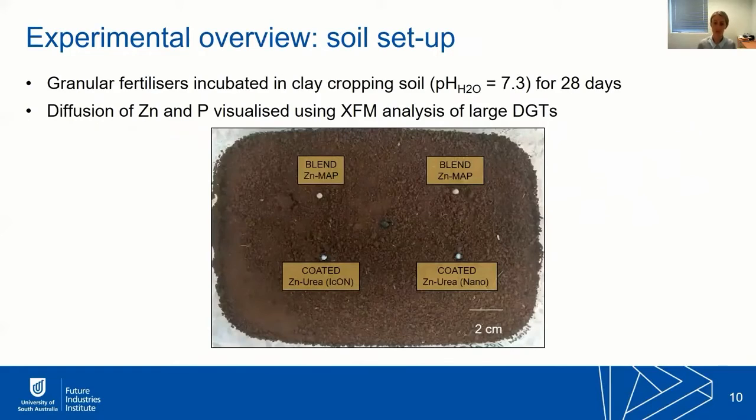Just presenting some results from our experiments with these large polyurethane DGTs. We conducted a small incubation study using a range of different granular fertilisers in a clay cropping soil, neutral pH of around 7.3. After incubating these fertiliser granules for 28 days, we then applied DGTs of 10 centimetres by 17 centimetres on this soil to look at how the nutrients had diffused from the fertiliser granules, if indeed they had diffused. And just to point out again, DGTs only measure the potential available pool of a nutrient.